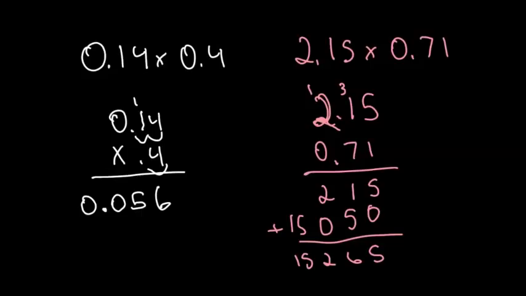So again, look at how many digits are behind the decimal in my problem. I've got 1, 2, 3, 4 digits behind the decimal in my problem, so I need 4 in my answer. So my decimal is going to be between the 1 and the 5 to give me 4 digits behind the decimal in my answer. So that would be 1 and 5,265 10 thousandths.